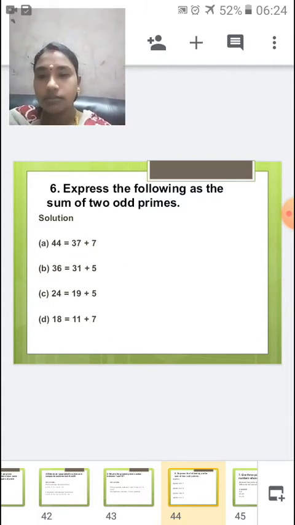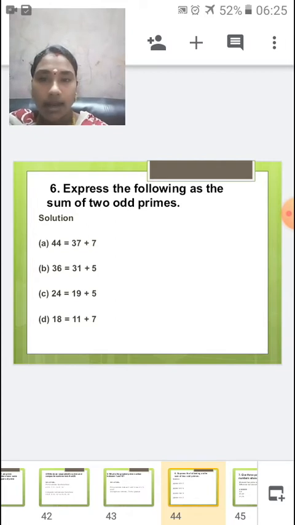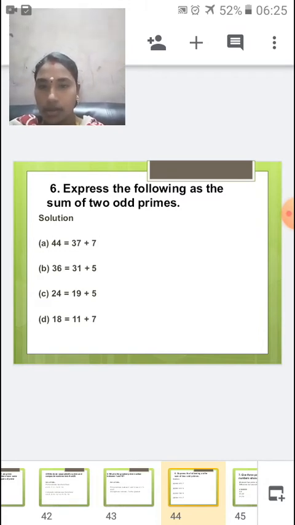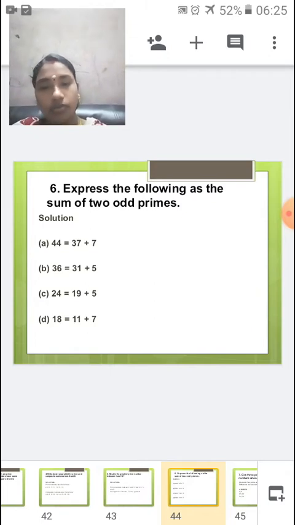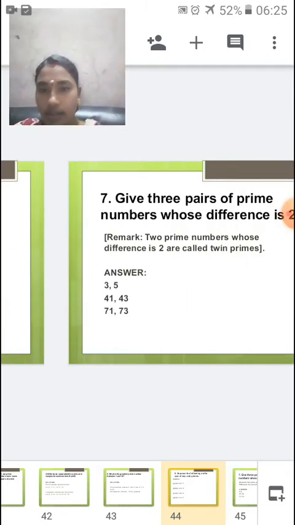The next sum is 18. When you add the prime numbers 11 and 7, you get the number 18. 11 and 7, as I told you, are prime numbers. So did you understand how this sum has to be done? Let's move on to the seventh question.